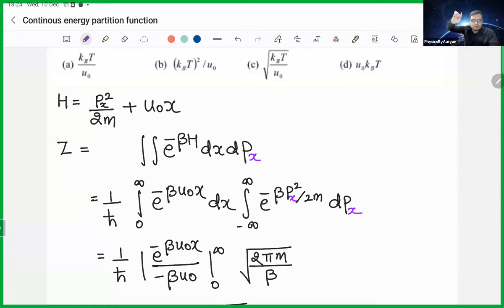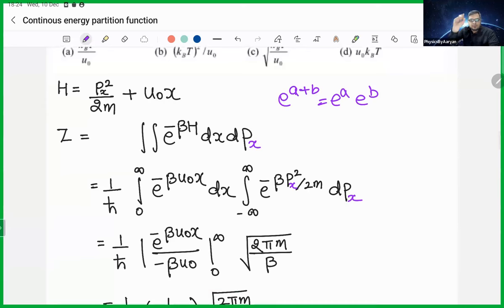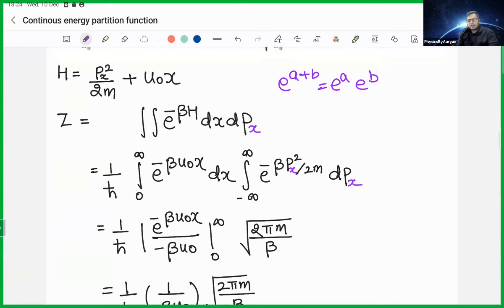Whenever we have exponential a plus b, so whenever you have e to the power a plus b, you can write it as e to the power a and e to the power b. That is exactly what I have done. So I have split the integrals. One is for x and one is for px. Again, I'm not considering h bar, so remove it.